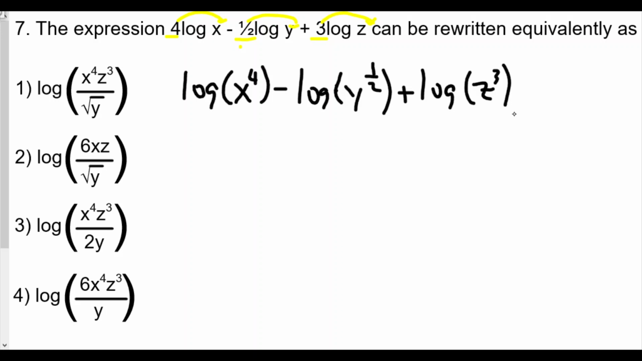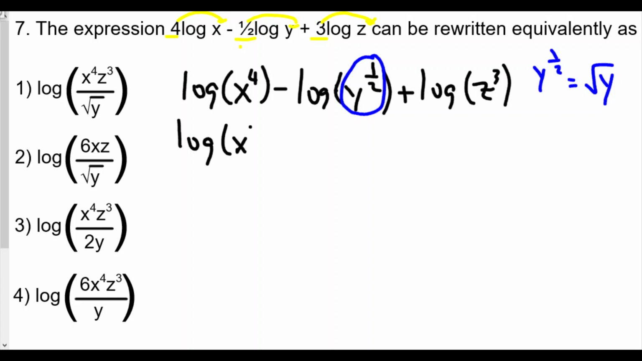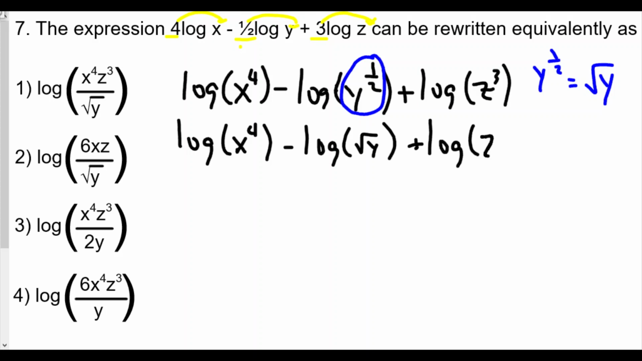And by the way, we had mentioned before that y to the 1/2 power can be written as the square root of y. So really, this now becomes log of x to the fourth, minus log of the square root of y, plus log of z to the third. Now, since we're adding and subtracting logs, we'll use our operations. We're going to combine these two first, the log of x to the fourth minus log of the square root of y. And since we have a minus here, we're using our quotient rule.